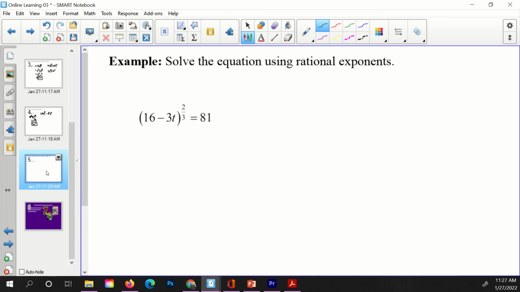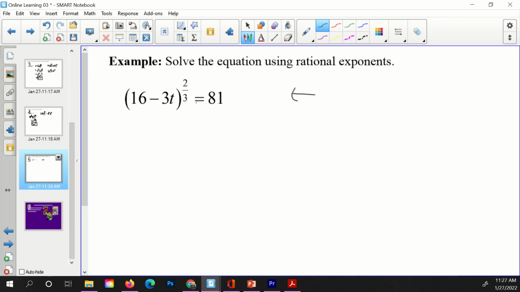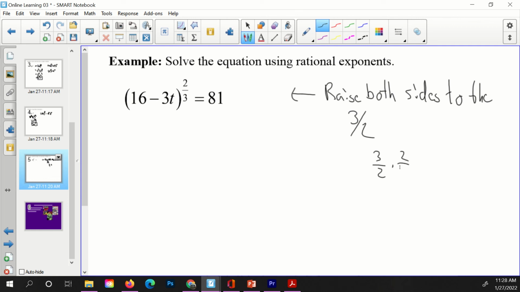Alright, next one here. So solve the equation using rational exponents. So here I want to solve for t. Let's make this a little bit bigger. I'm going to solve for t, so the first thing that I want to do is get rid of this exponent on the left-hand side. So I'm going to raise both sides to the 3 over 2 power. Well, 3 over 2 is the reciprocal of this. So why am I doing it? Because 3 over 2 times 2 over 3, those all cancel and I get 1.